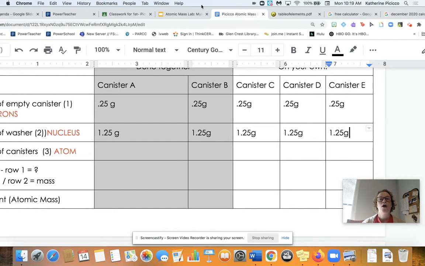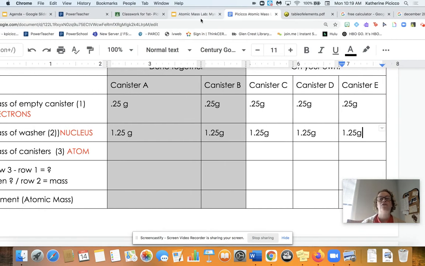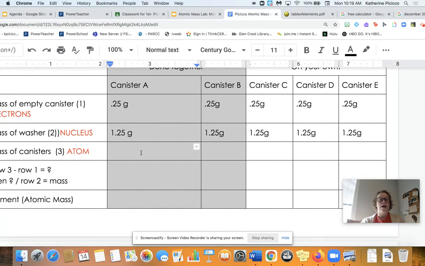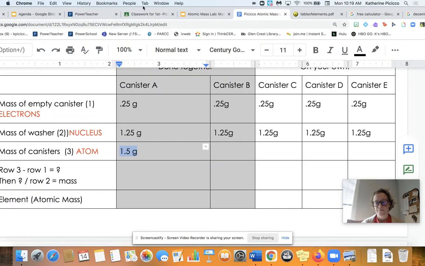Okay. So we're going to start by going to canister A's overall mass or weight. I'm going to go to canister A, so the next slide, and see it says canister A. The canister with the washers is 1.5 total. So I'm going to put that down under A. We're just doing A now. So I found out that the total of atom or canister A is 1.5, okay? With a middle of 1.25 and an outside of 0.25, to give us 1.5 total.